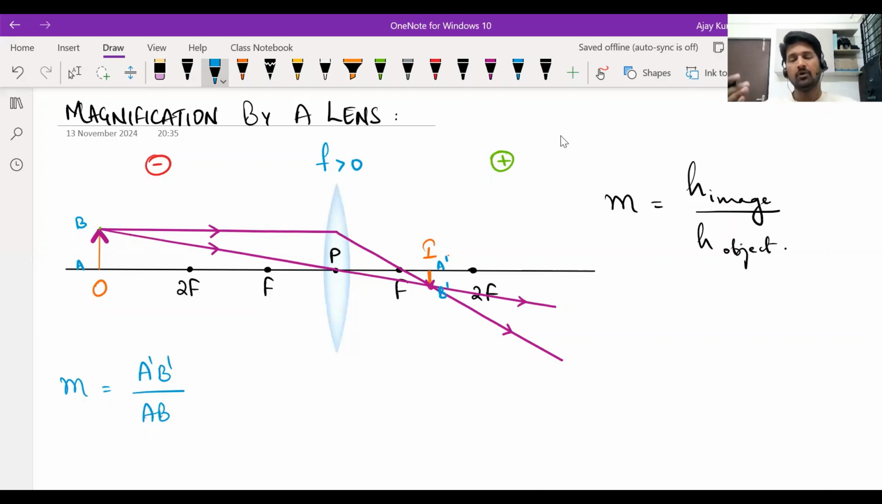But we want to derive a formula for magnification which will be valid in any case of image formation by a lens. So we have to include sign convention in this. According to the rules of sign convention, distances above the principal axis are considered positive, distances below it are considered negative. So if you want to derive something which includes sign convention, you should take it as minus A dash B dash divided by AB.